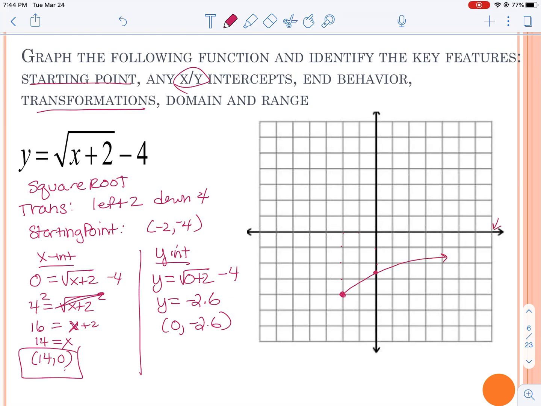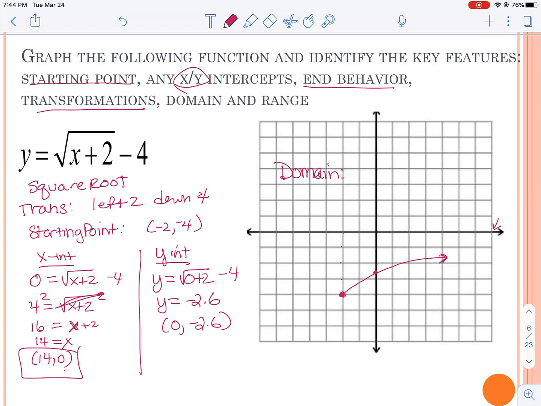I would not want to see it crossing the x-axis on this screen because 14 would be off my screen. So be careful of that. End behavior: do you have a point on this end and do you have an arrow showing that it's going to continue to the right?